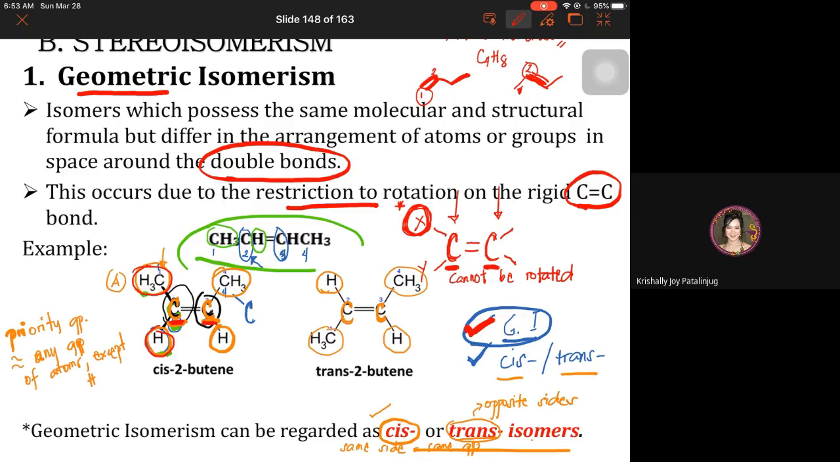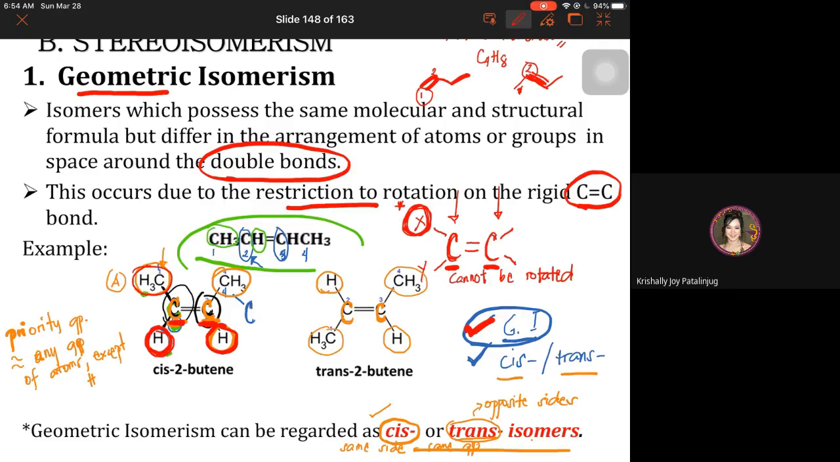Now you have to identify the specific type of geometric isomerism. If on that double bond, the carbons each have one hydrogen atom attached to it, then that shows a cis-trans isomerism.